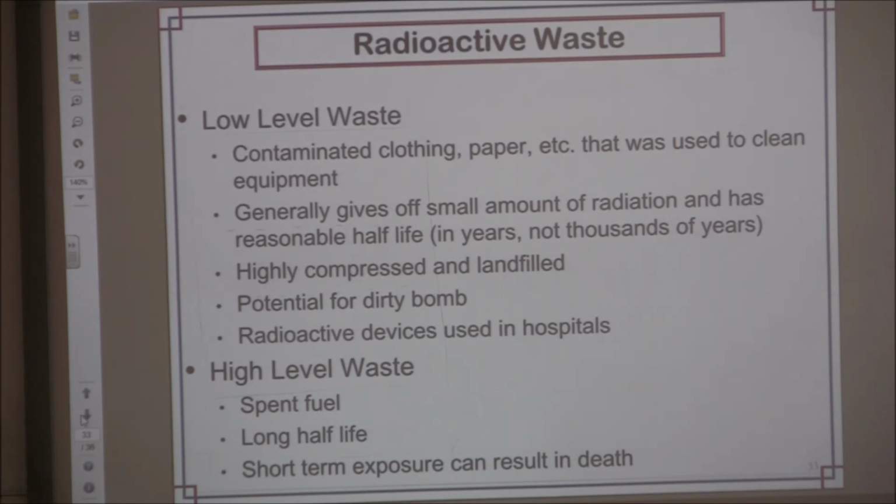You also need radioactive devices used in hospitals for medical procedures. Lots and lots and lots of radioactive waste. Every time you go get an x-ray, right, they stick the lead blanket on you and everybody leaves the room because you're going to be bombarded with some radiation.